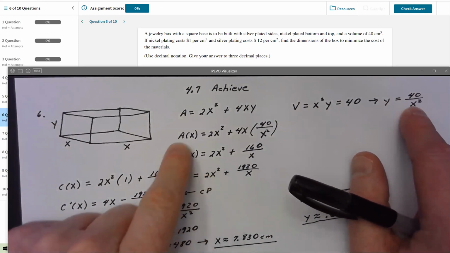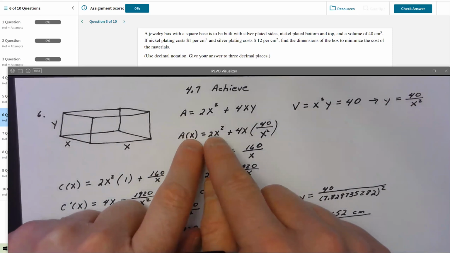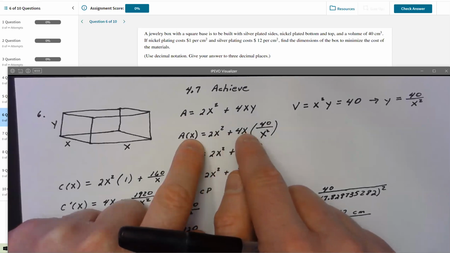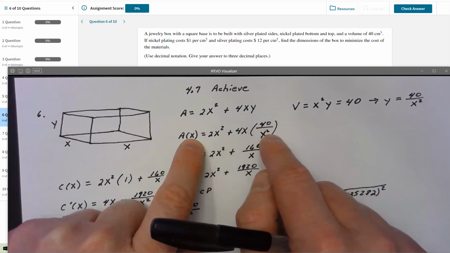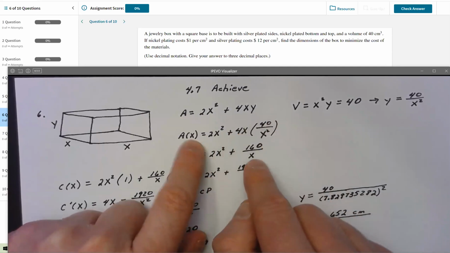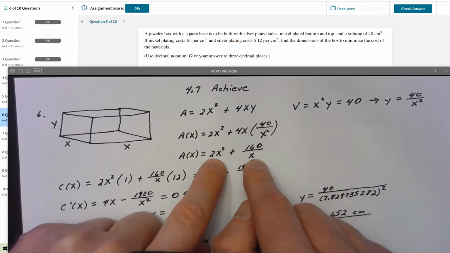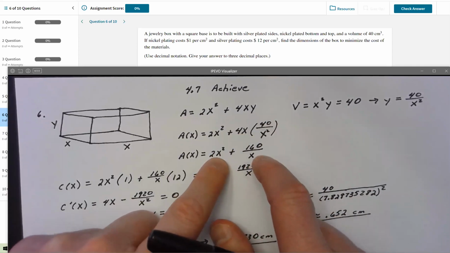I go back to my area formula and I can get this area formula solely in terms of x. It's going to be the area of the base and top, 2x squared, and then the area of the four sides I can call 4x times 40 over x squared. This last group simplifies down to be just 160 over x, and so this is a simplified area of the box formula where I have the area of the base and top plus the area of the four sides. Now I needed to get a cost function from that.